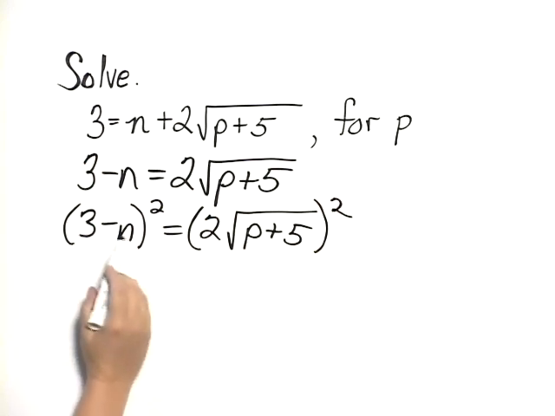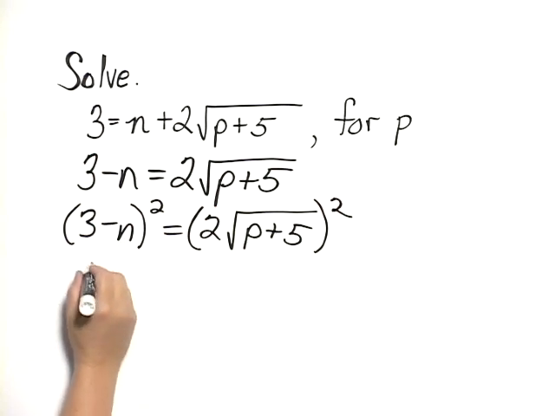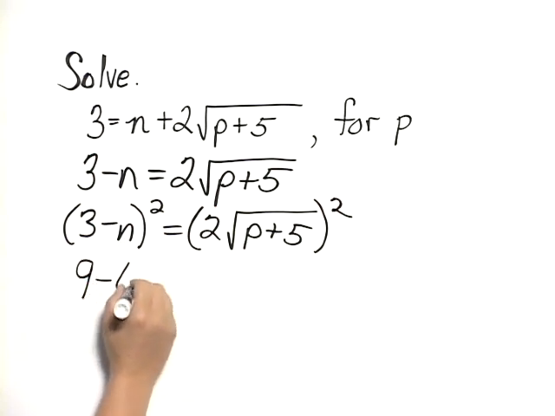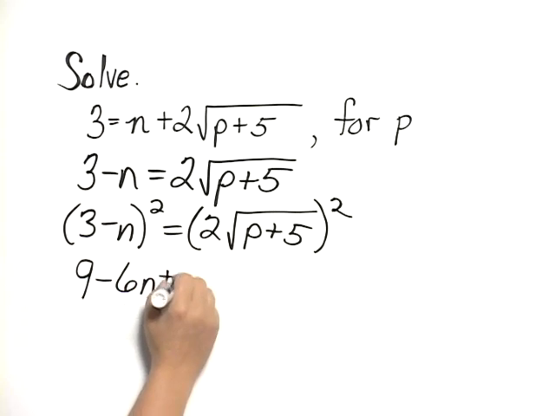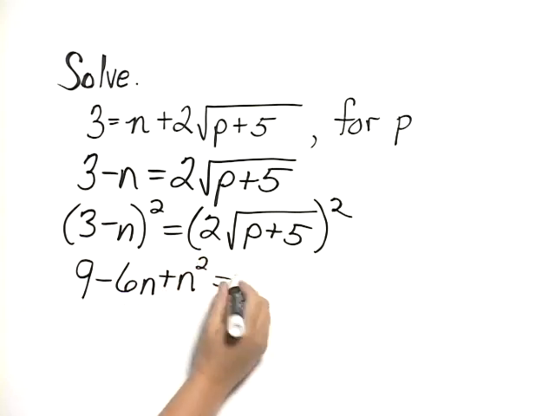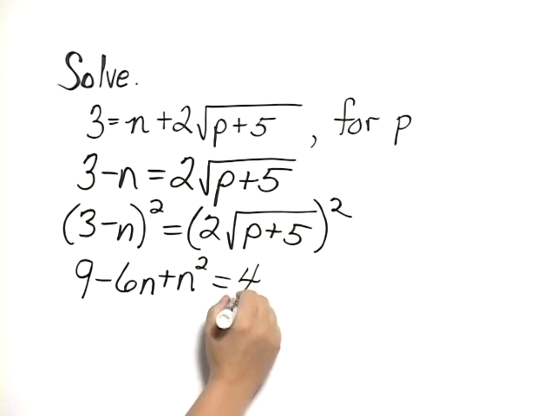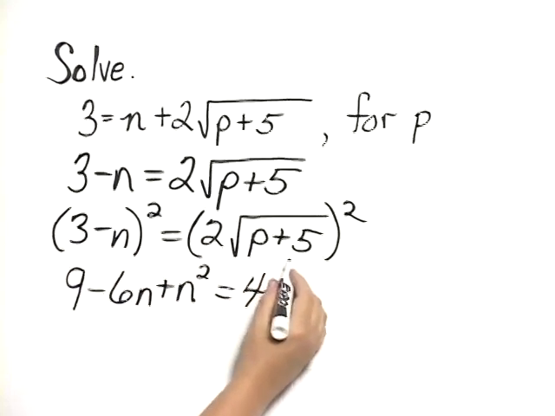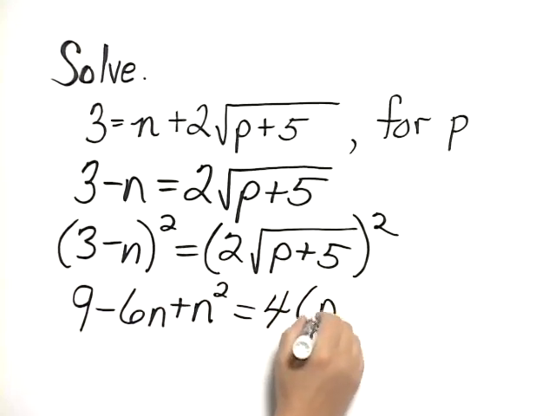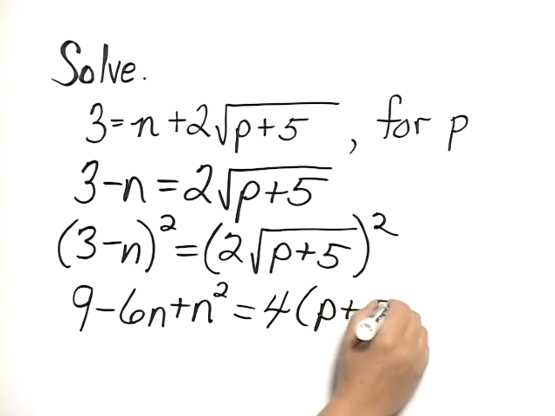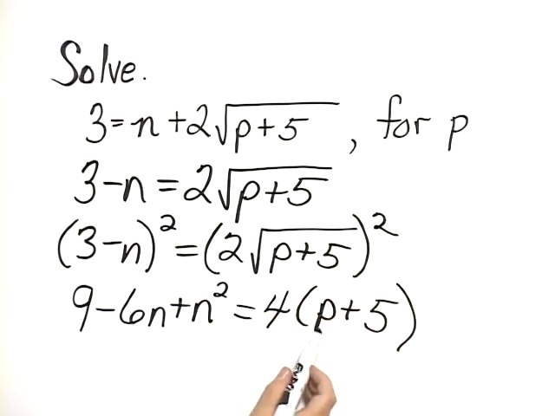When I square this, I'm squaring a binomial, so I have 9 - 6n + n². When I square this, I'm squaring a product, so I have 2² times (√(p + 5))², which is simply p + 5. And notice now that the variable I'm trying to solve for is no longer under a radical sign.